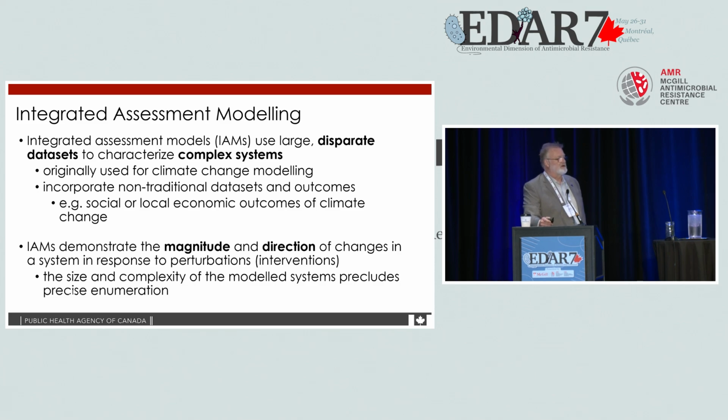It's derived from, originally used in, climate change modeling, and can incorporate, in theory, data sets from beyond the kind of things that those of us who are microbiologists and veterinary epidemiologists or epidemiologists are used to using. But it doesn't give you absolute answers, it gives you relative answers. It can demonstrate the magnitude and direction of changes in the system in response to changes in the model, but it is particularly appropriate for looking at complex systems.